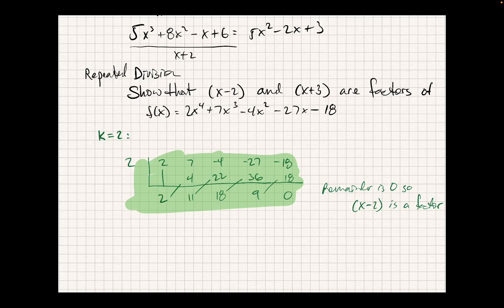Since this is a show-that problem, what I'm going to do for my answer is show my reasoning. Remainder is 0, so x minus 2 is a factor. So I've shown that part. And then what do I do from here?